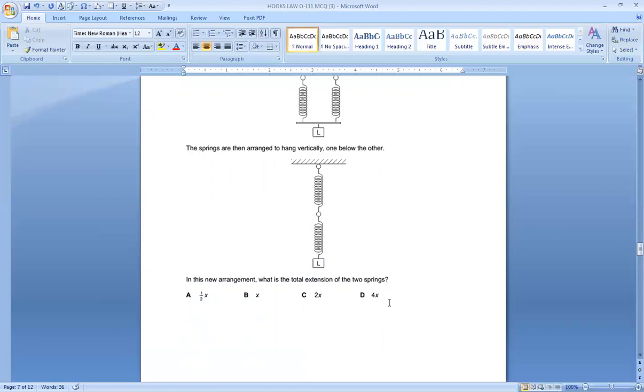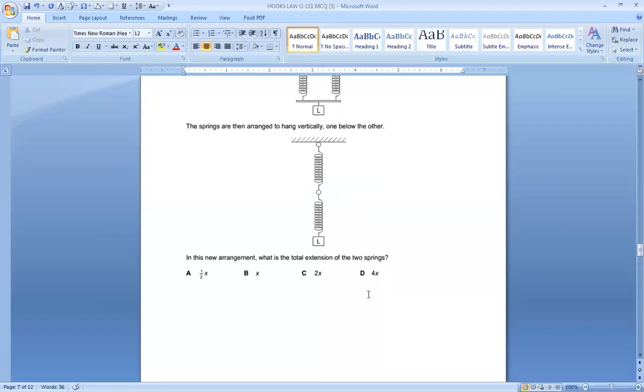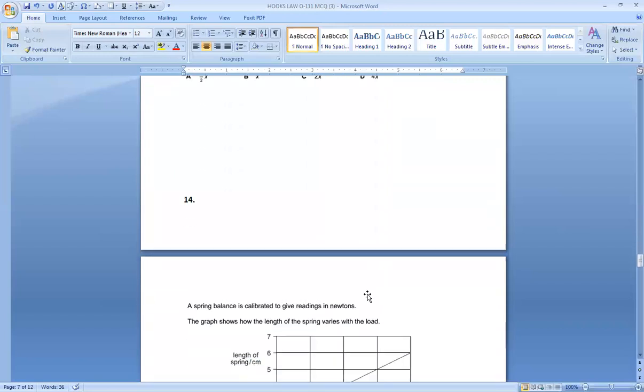Remember, in the first diagram, both springs were carrying L. It means they were carrying half load. Now each spring is carrying full load. So the extension in each spring is 2x. So together the total extension is 4x. Option is D.